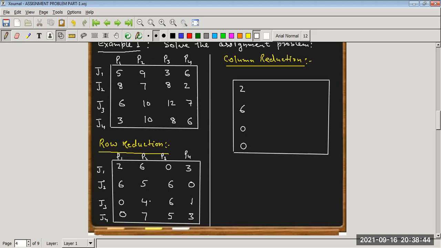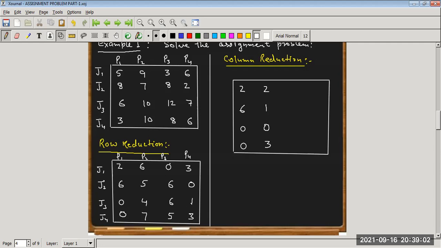In the second column, there is no 0, so 4 is the minimum. So we subtract 4 from each element of the second column. 6 minus 4 is 2, 5 minus 4 is 1, 4 minus 4 is 0, 7 minus 4 is 3. So we create a 0 in this column.